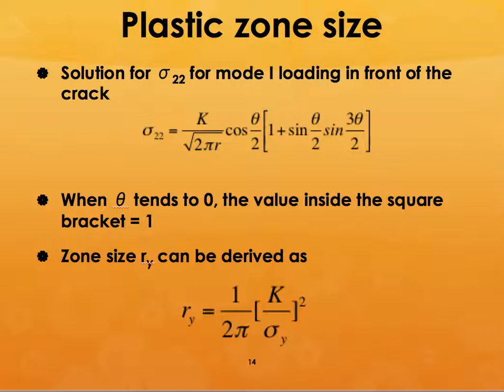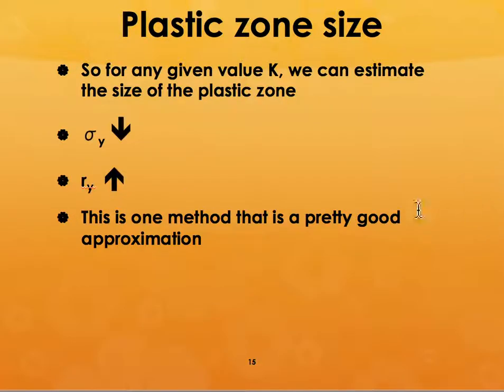Which means that you can say that the plastic zone size can be derived to be equal to a function of the square of the stress intensity factor divided by the yield strength. So that means that if the yield strength increases, or it becomes more and more brittle, the plastic zone size goes down. Schematically, if the yield strength goes down, the plastic zone size goes up. So they have an inverse relationship.